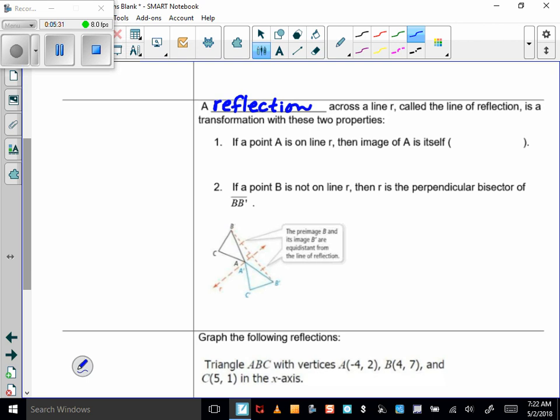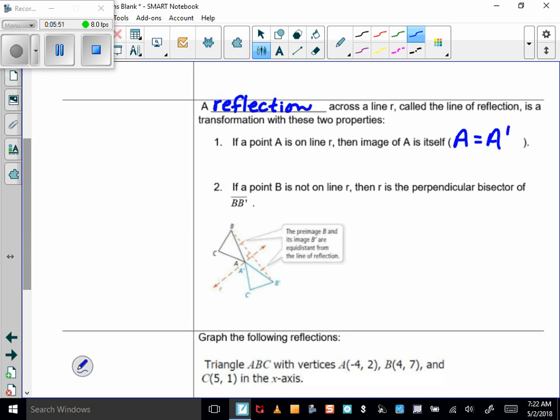A reflection across a line R, called the line of reflection, is a transformation with these two properties. If a point A is on line R, so in other words, if one of the points of your figure is on the line of reflection, then it's just going to map onto itself.